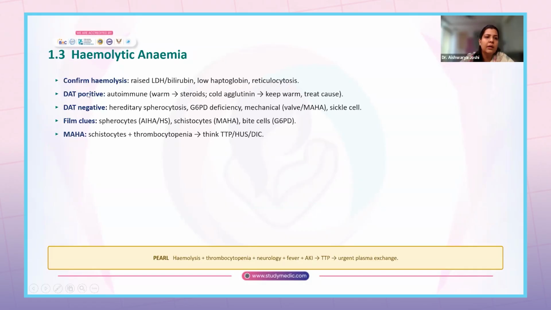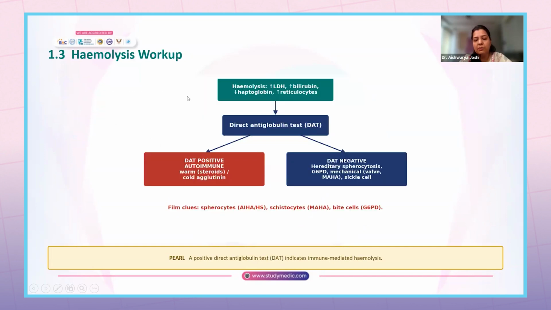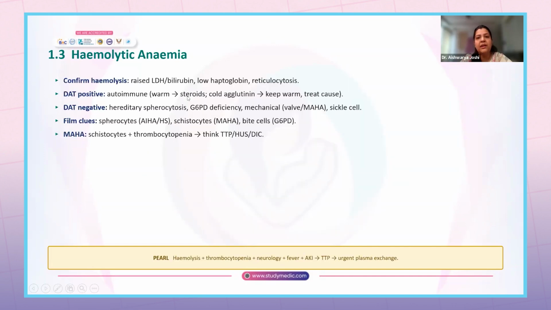Now, DAT positive refers to autoimmune situation. If it is warm antibodies, we treat with steroids. If it is a cold agglutinin, we keep the patient warm and we treat the underlying cause. This is direct antibody testing, or you can refer to Coombs test.